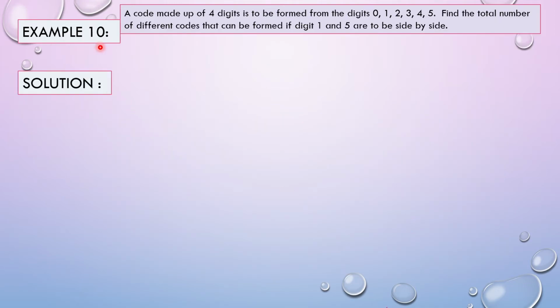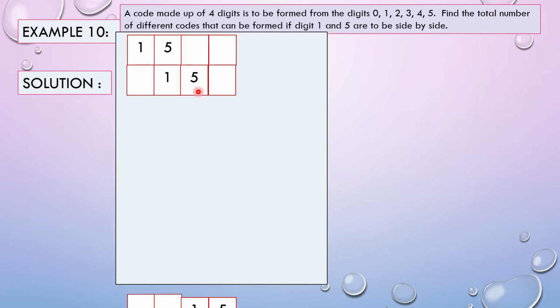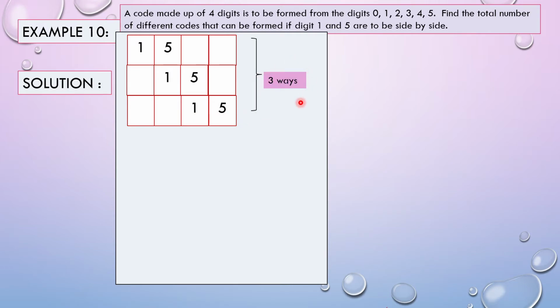Okay, example 10. A code made up of 4 digits is to be formed from the digits 0, 1, 2, 3, 4, and 5. Find the total number of different codes that can be formed if digit 1 and 5 are to be side by side. So we want to form a code made up of 4 digits. Let's prepare the 4 boxes and see how many ways to arrange so that the digits 1 and 5 are side by side. That is the first arrangement, second arrangement, and third arrangement. So altogether we have 3 ways. That is the arrangement alone.